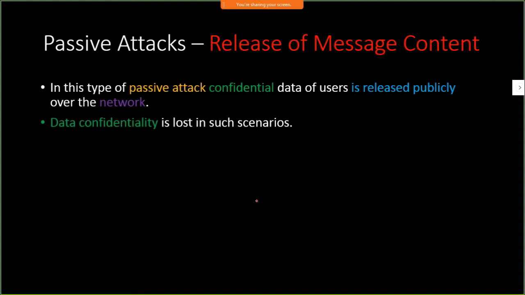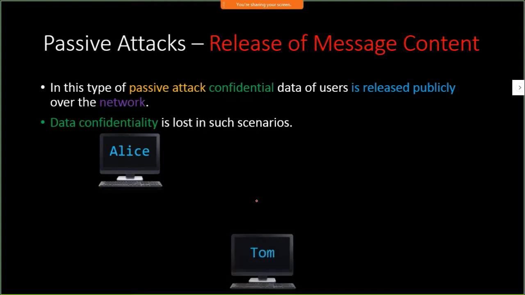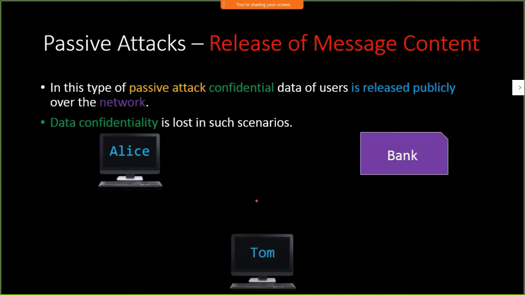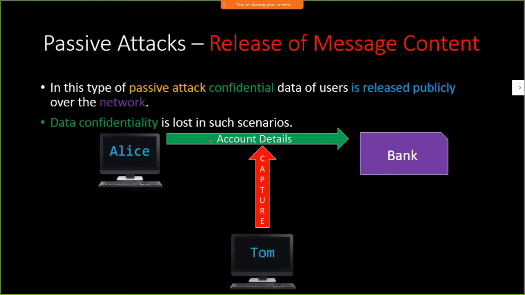Data confidentiality is lost in such a scenario. Your personal data will be gone, that is, your confidentiality is gone. That is Alice, Tom and the bank. So Alice sent the bank the banking details here, maybe the transaction ID, the account number, password, amount, the account holder name. And Tom will capture the whole transaction details and account details, and send the details to the dark web. Maybe they are publicly released.